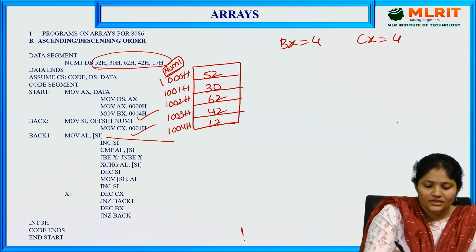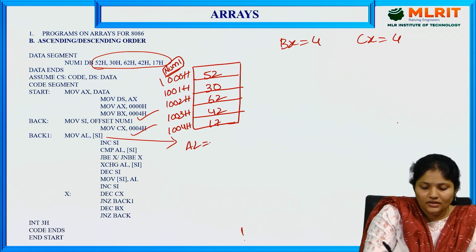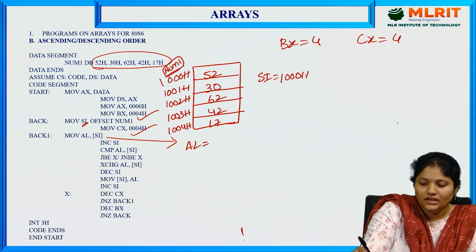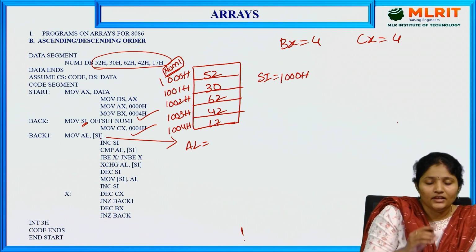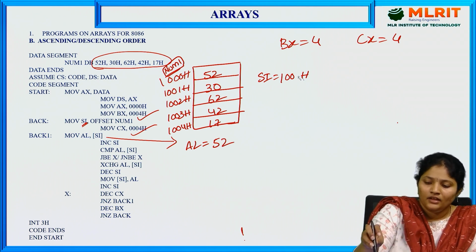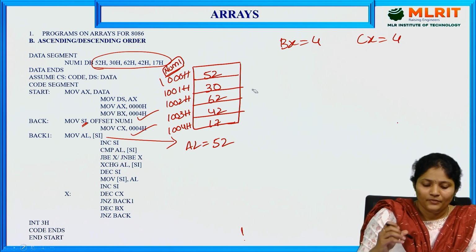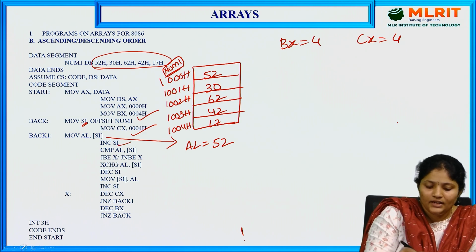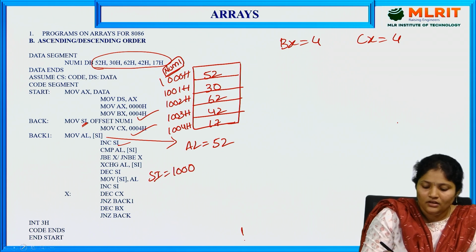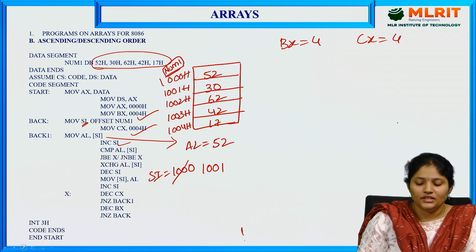Coming to this instruction, the SI register is holding the effective address of number 1, which is nothing but 1000H. So the AL register is having the data present in the address location of SI, which is nothing but 52. So now the AL register has the number 52. Next, increment SI. SI has been incremented; previously SI was 1000, so it will get the value 1001.